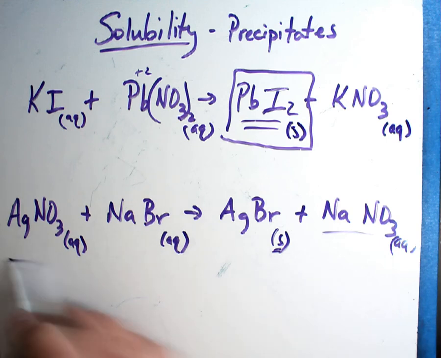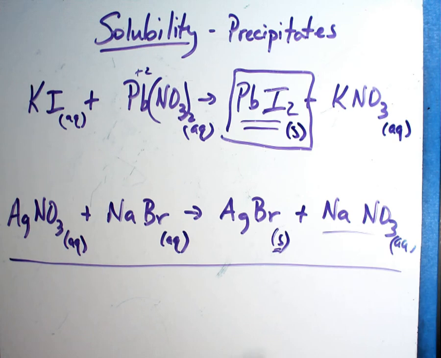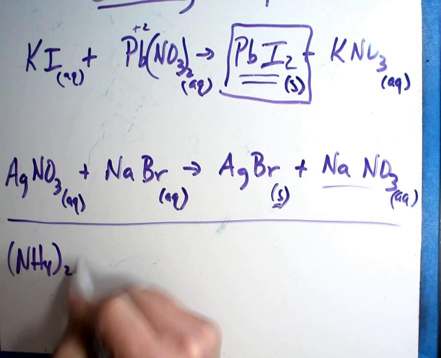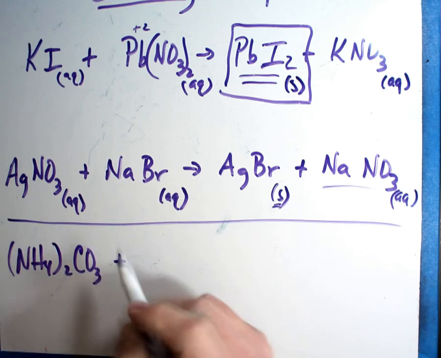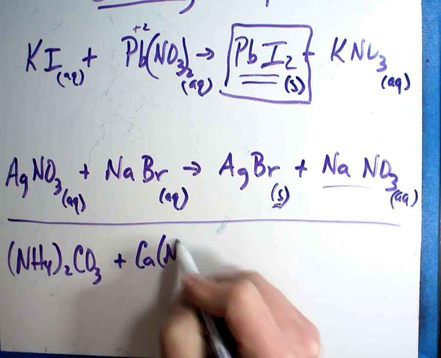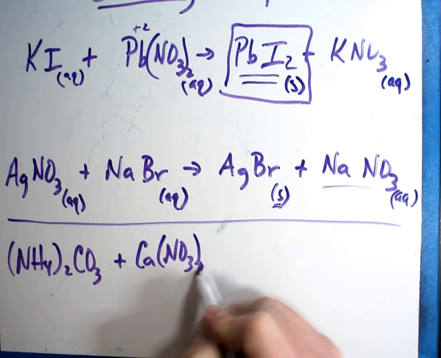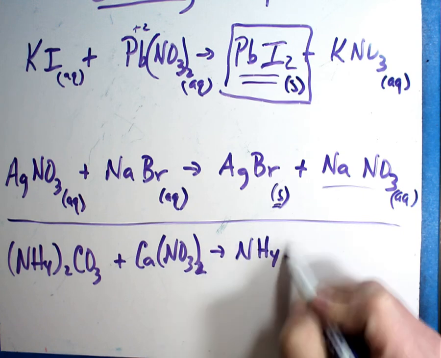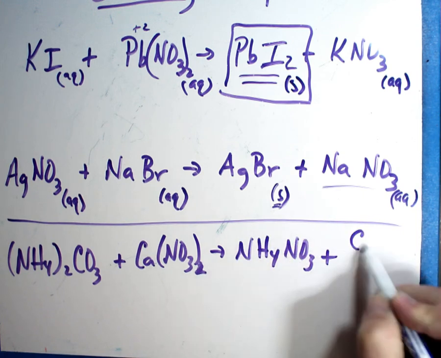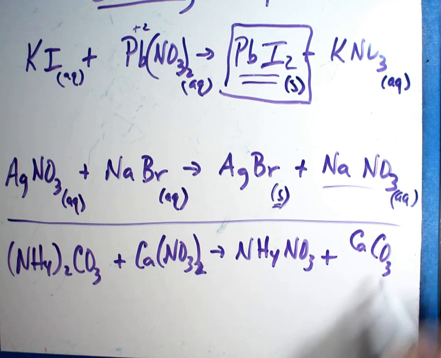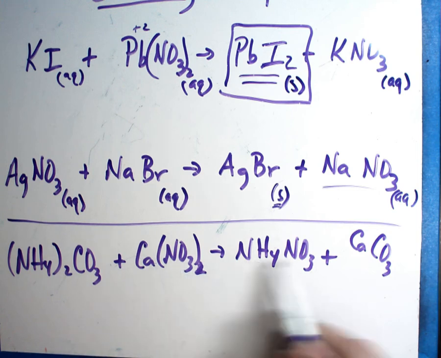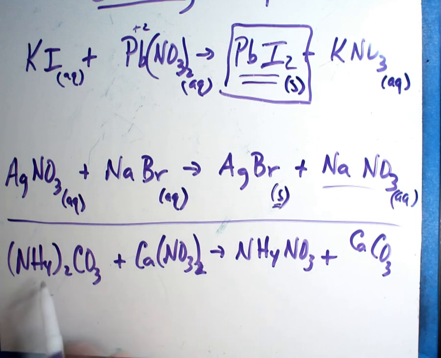Okay, let's look at one more. Let's say we had one like this: (NH4)2CO3, ammonium carbonate, and calcium nitrate. Well, this one looks complex. Boy, girl. So NH4 is going to be with NO3, and Ca is going to be with CO3. Plus 1, minus 2, that's the 2. Plus 1, minus 2, there's the 2. Plus 1, minus 1, plus 2, minus 2. Okay, there's the correct formulas. I'm not worried about balancing, but let's see what we get.